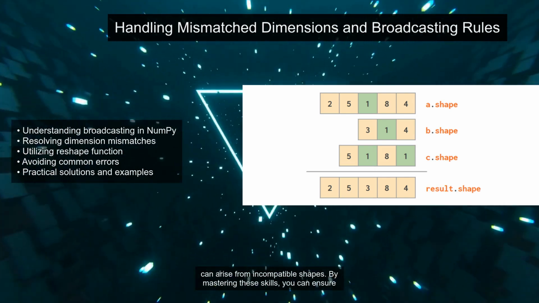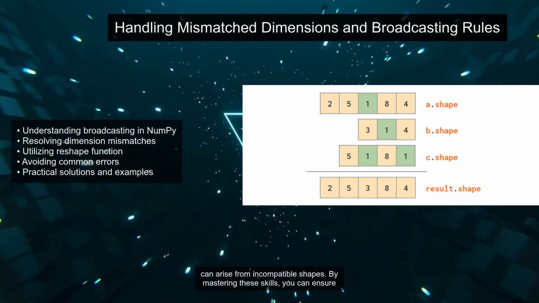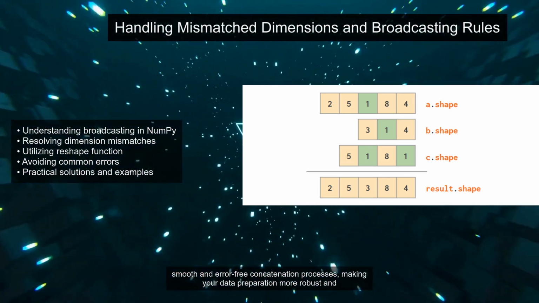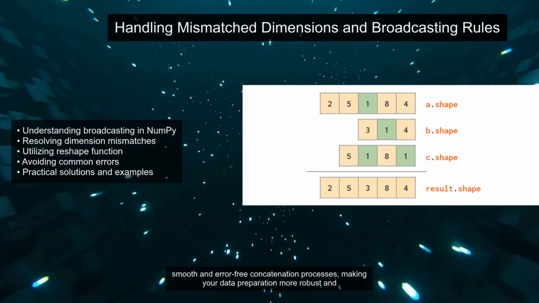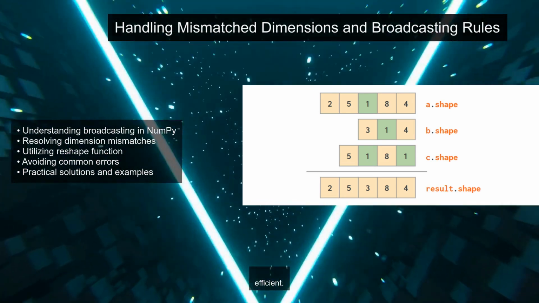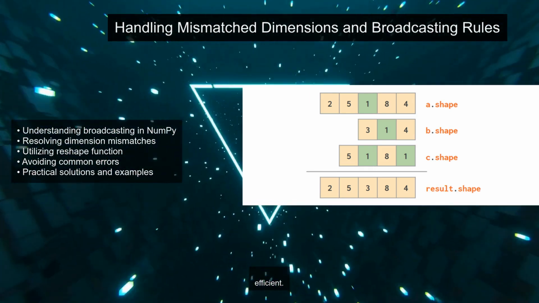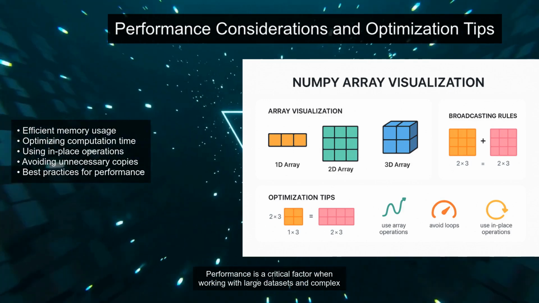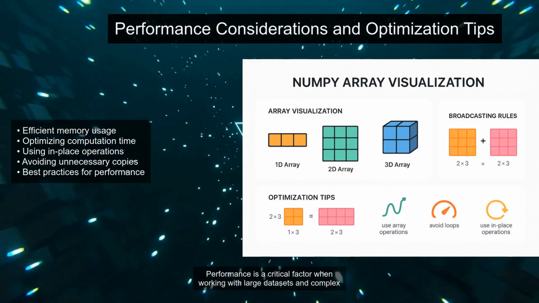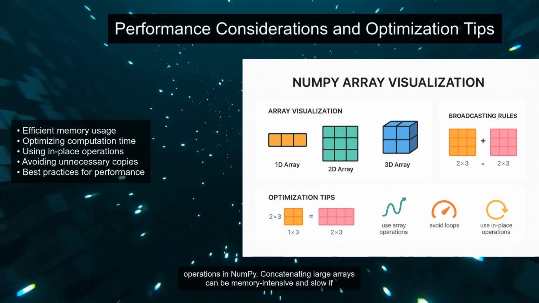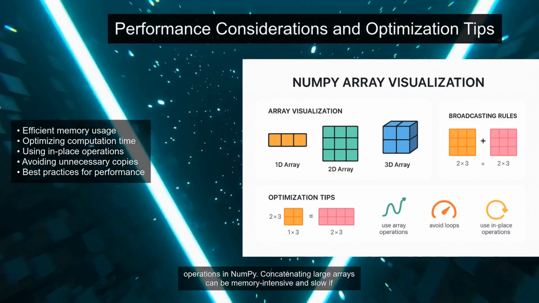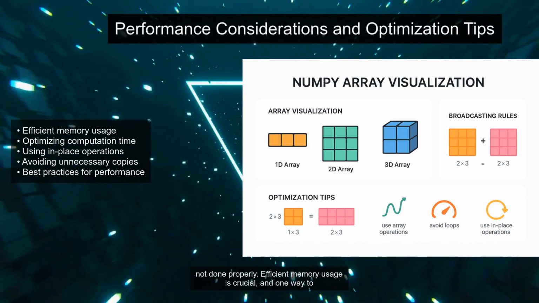Understanding these rules and techniques is vital to avoid common errors that can arise from incompatible shapes. By mastering these skills, you can ensure smooth and error-free concatenation processes, making your data preparation more robust and efficient. Performance is a critical factor when working with large datasets and complex operations in NumPy. Concatenating large arrays can be memory-intensive and slow if not done properly.